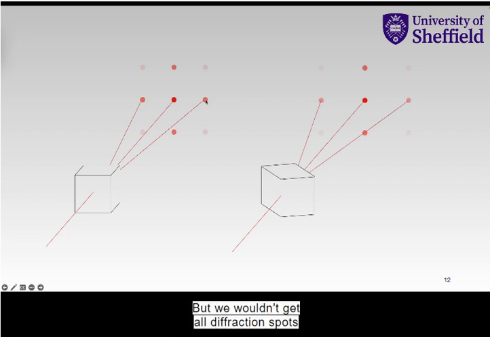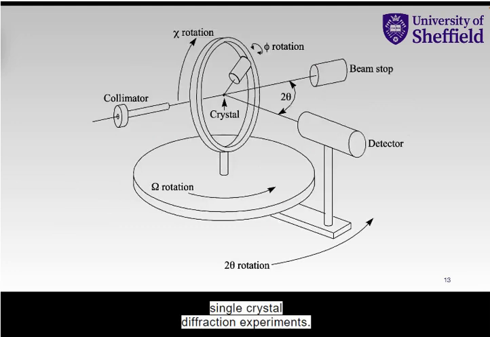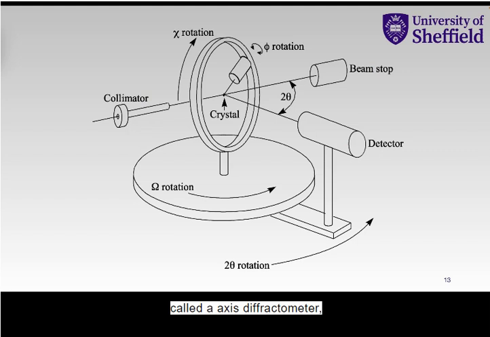But we wouldn't get diffraction spots corresponding to all planes, because certain planes would just not be in the right orientation. What we therefore have to do is rotate our crystal in order to bring certain diffraction spots into the right orientation to get diffraction occurring from them. And this is what we do in single crystal diffraction experiments. Very often we use something called a 4-axis diffractometer, where we load our crystal and put X-rays through it, but then rotate our crystal in certain directions in order to get diffraction.